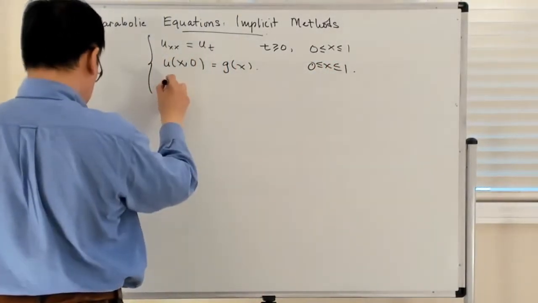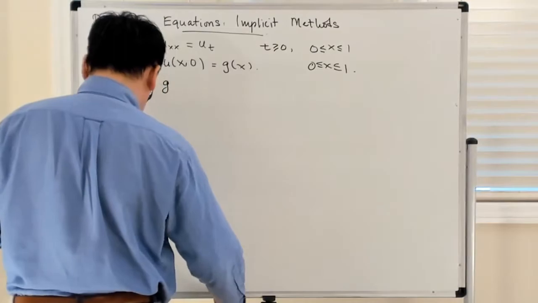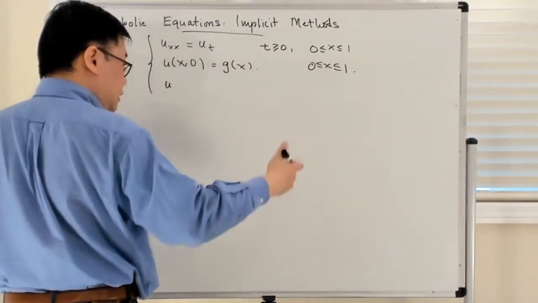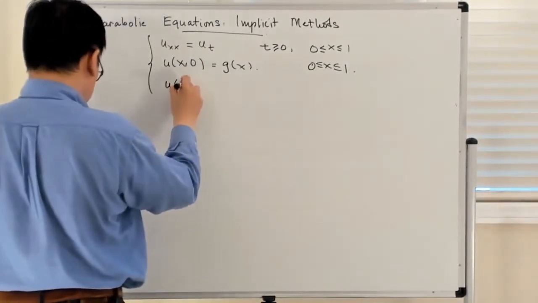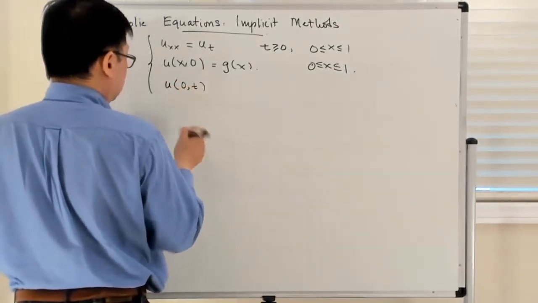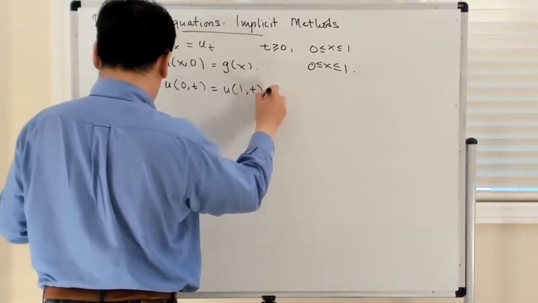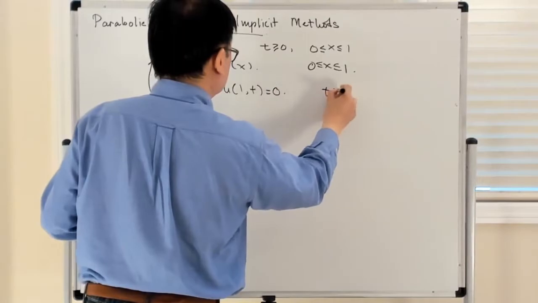And then let's say that we're going to assume that the boundary is kept at 0 for all time. So u(0, t) is equal to u(1, t) equals 0. This is for t greater than or equal to 0.